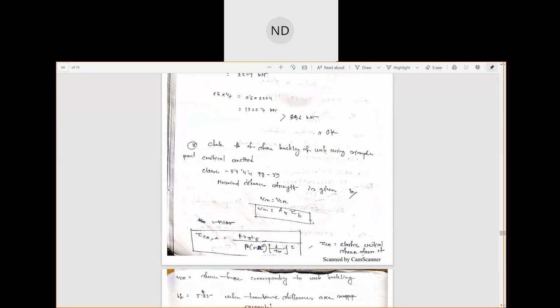This one we have done till here: the check of the shear buckling of web using simple post-critical method, from clause number 8.4.4.4, page number 59. To find out this, you had to calculate this, then lambda. To calculate lambda, you have to know tau b. To calculate tau b, you have to know this, and then we have got what? Our shear capacity was greater than the shear which was calculated. So our design was okay.